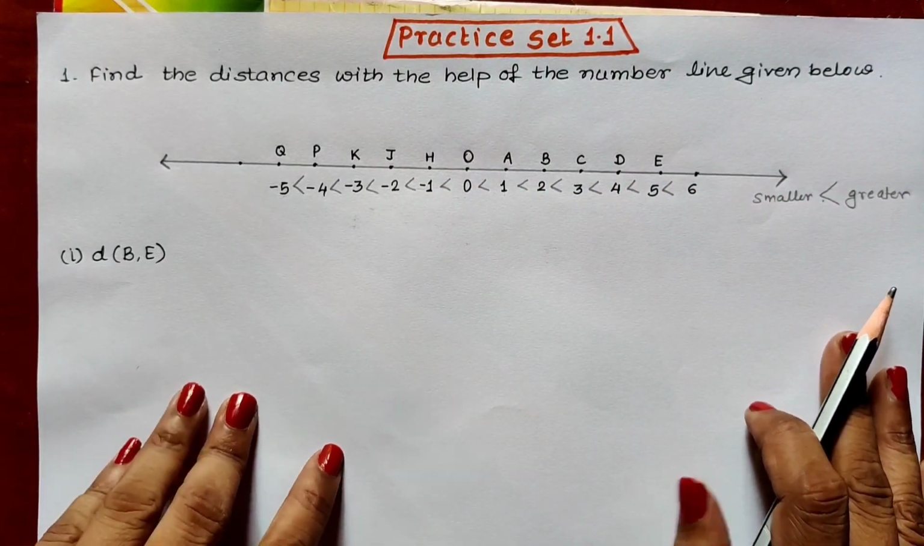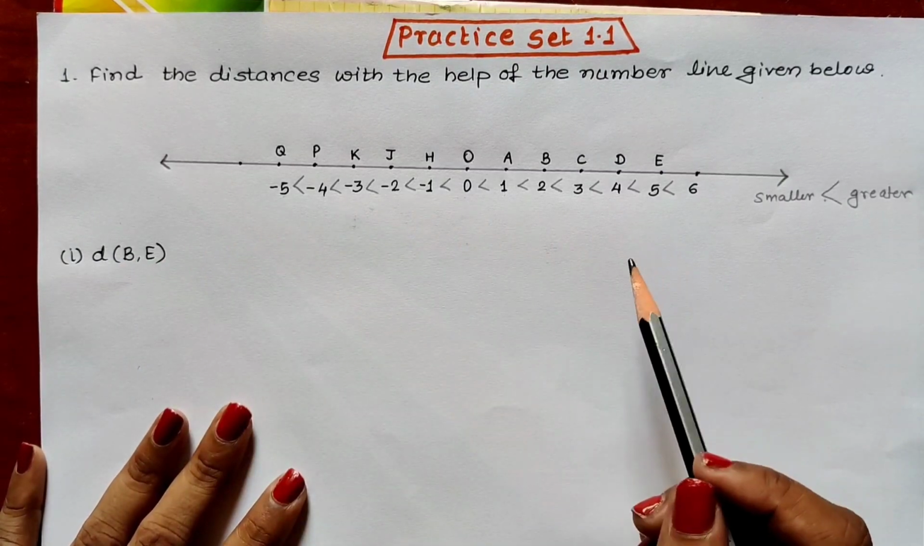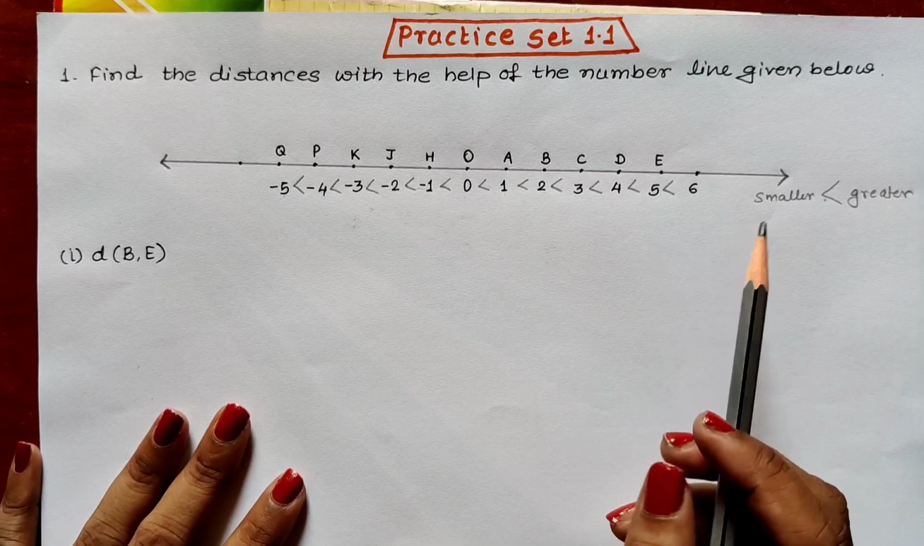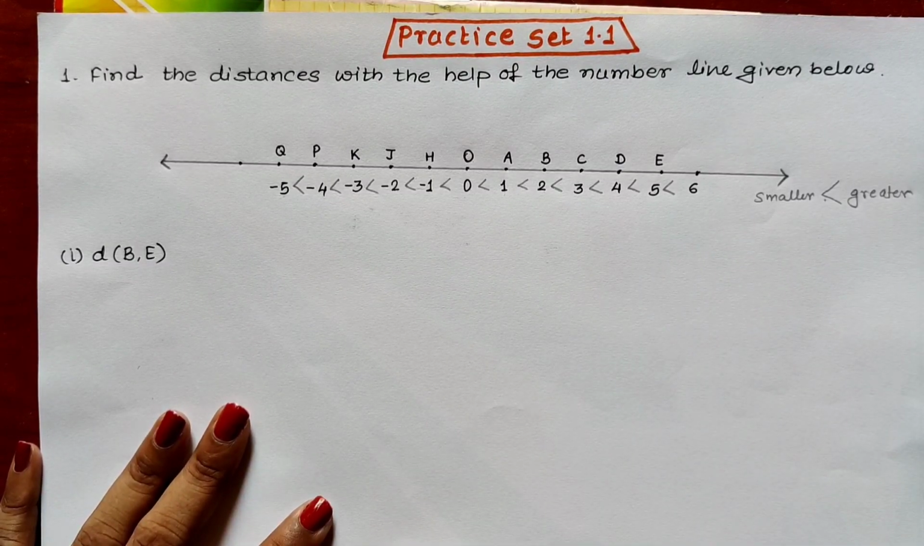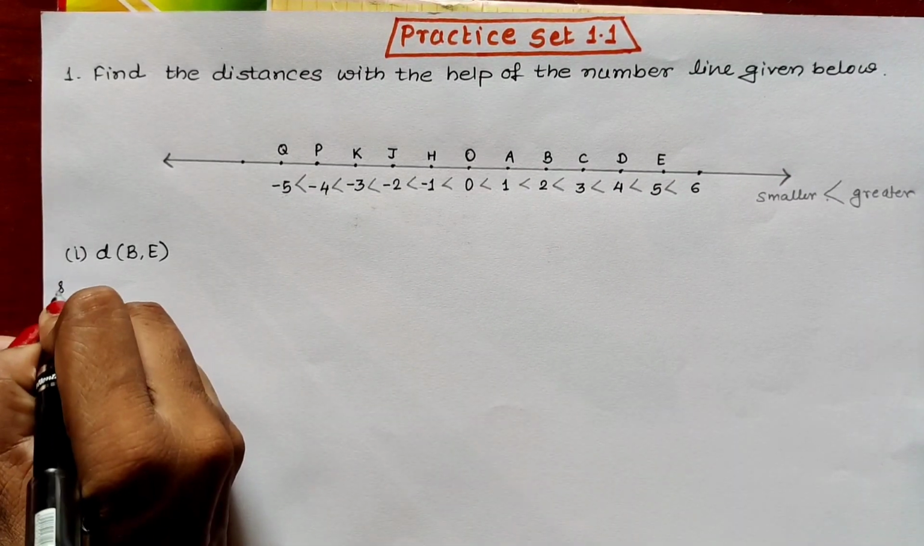Okay, so for finding the distance between 2 points on a number line, what we have to do? We have to subtract the smaller coordinate from the greater coordinate. So let us first write down the coordinates of these points. So I will start my solution here.